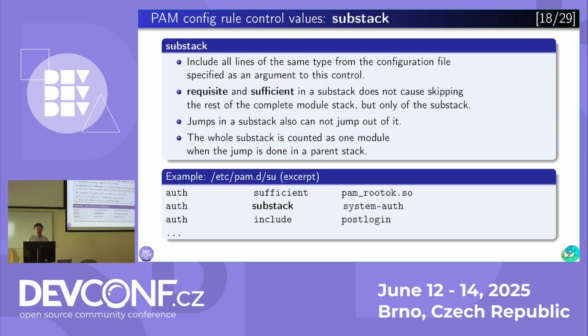And there is a similar thing called substack that, unlike include, creates its own substack, and the failure of the substack affects only it, and the result of this substack is treated like a regular module. So if, for example, there is a sufficient keyword in the common file being substacked, the substack is finished with processing, but the main stack just receives success as if it was a module.